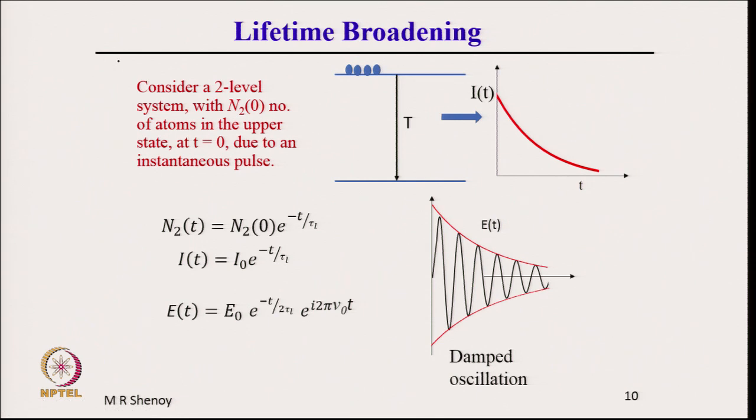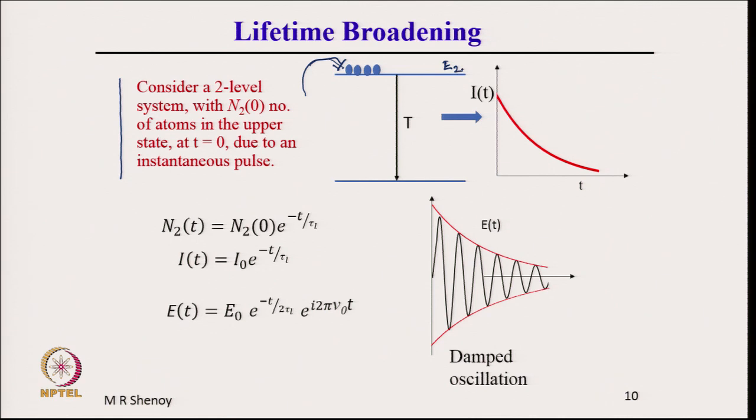Now that we understand what lifetime is, let us take up lifetime broadening. Consider a 2 level system with N2 of 0 number of atoms in the upper state at t equal to 0. This is due to some instantaneous pulse. We had an instantaneous burst or a pulse which had lifted, let us say, 1 million atoms or 1 billion atoms to the excited state here, E2.